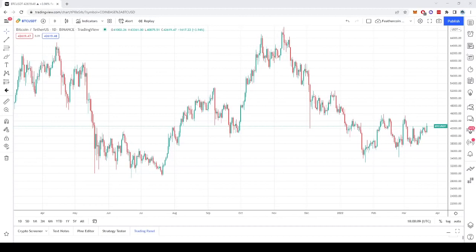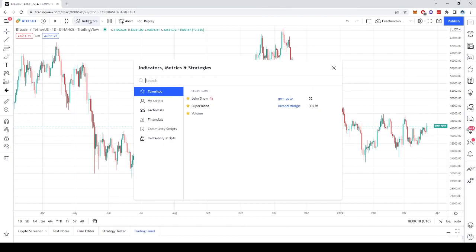Alright, in this video I'm going to show you guys how I use on balance volume, OBV, and SuperTrend together to get good bottom entries. So I'm going to start with a fresh chart. I'm going to show you how I add the indicators.